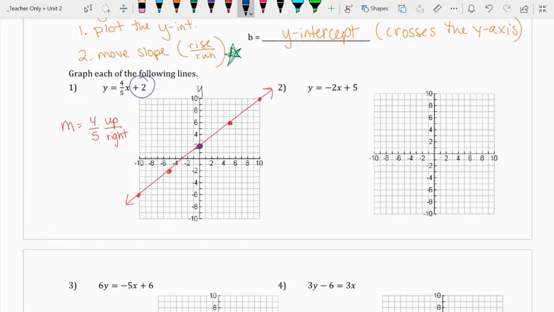So the same thing's going to happen with number 2. Okay, we start with our y-intercept, which is 5. So we would move up 5. From there, our slope is -2. Remember, every number is a fraction if you have a 1 in the denominator. And now we can see the -2 means we would go down, but the 1 is still positive, so we would move right. So down 2, right 1, down 2, right 1.